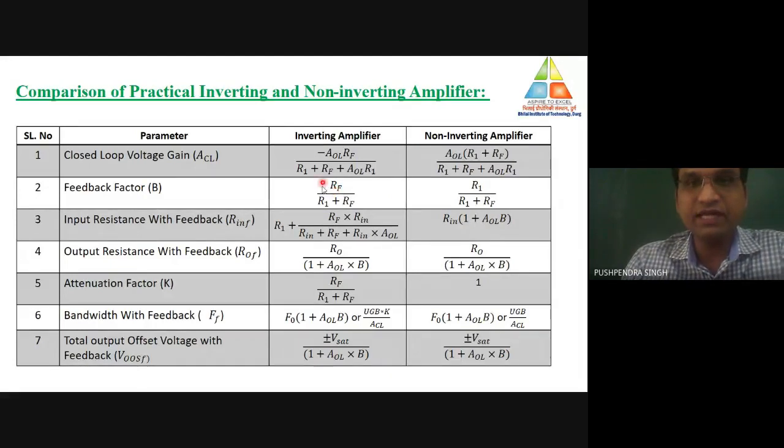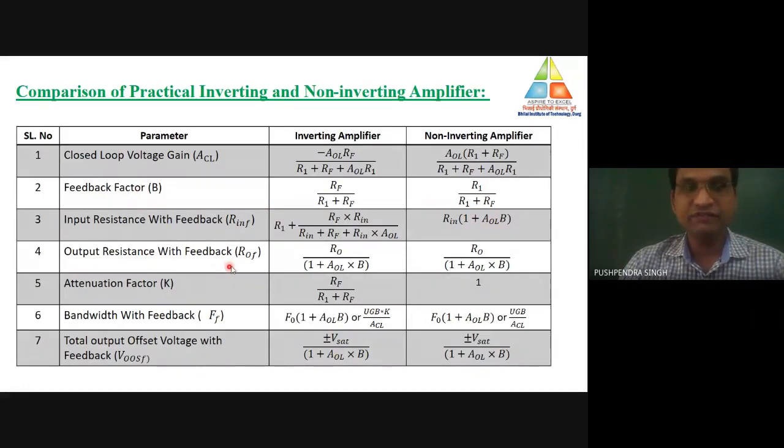Second parameter is feedback factor. In case of inverting amplifier, feedback factor is RF divided by R1 plus RF, but in case of non-inverting, it is R1 divided by R1 plus RF. Input resistance with feedback, in case of inverting amplifier, is R1 plus that much of the term, but in case of non-inverting amplifier, it is input resistance multiplied by 1 plus A_OL into B, where B is feedback factor parameter.